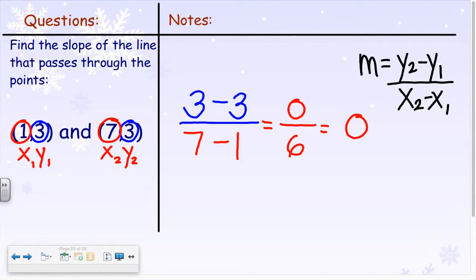And I'm going to show you what a graph looks like really quick. If a graph has a slope of 0, it is a horizontal line.